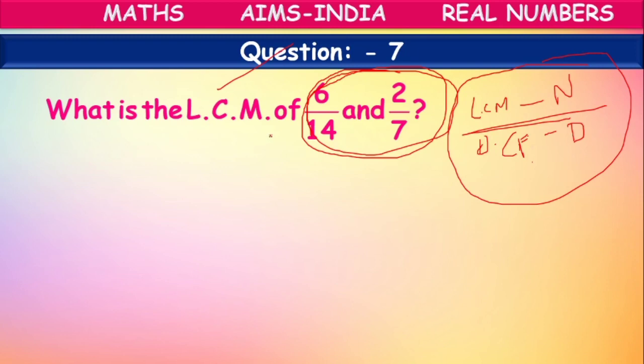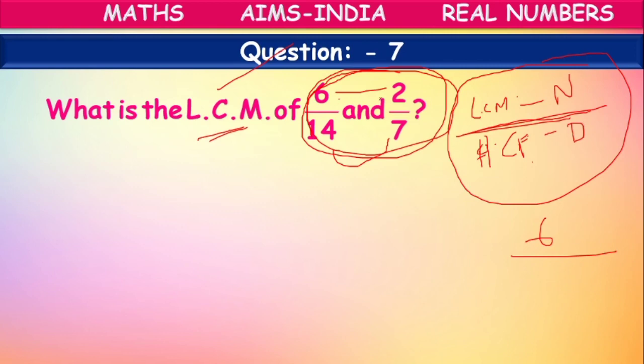LCM of fractions means for numerators, we have to take the LCM, and for denominators, we have to take the HCF. We have to keep LCM over HCF, then we will get the answer. Here the LCM of 6 and 2 is 6.